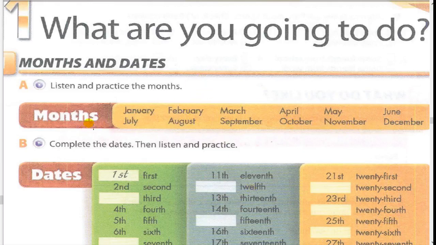Months of the year. In the year, there are 12 months. January is number 1. February is number 2. March is number 3. April is number 4. May is number 5. June is number 6. July is number 7. August is the month number 8. September is number 9. October is number 10. November is 11 and December is the month number 12.